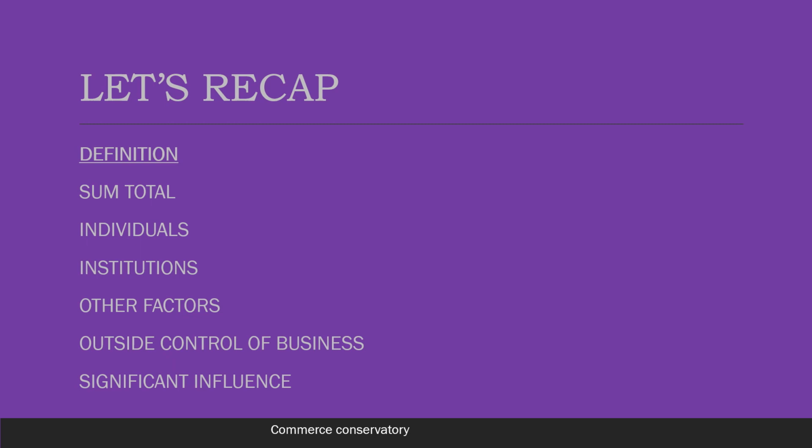So we first saw what is business environment. We had a look at the definition. It says it's the sum total of all individuals, institutions and other forces that are outside the control of a business enterprise but that affect its performance. So I've listed down all the keywords in this slide so you can have a look at them.